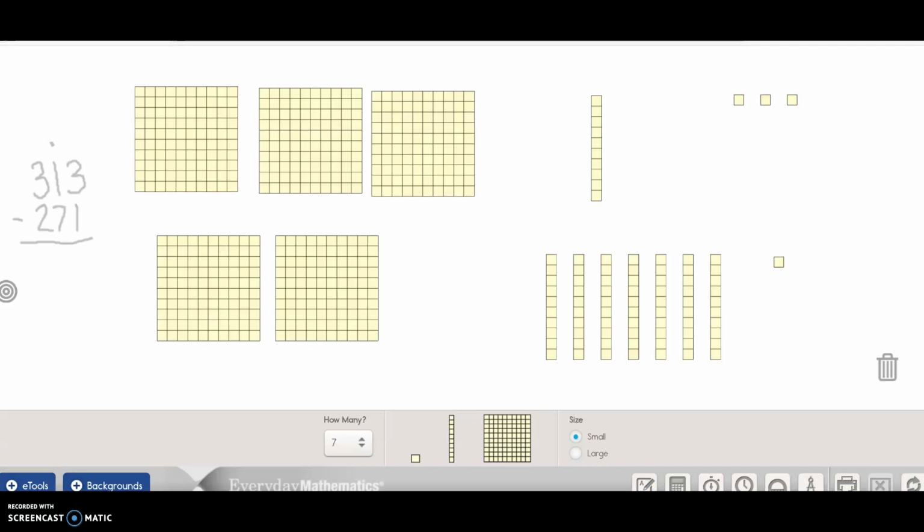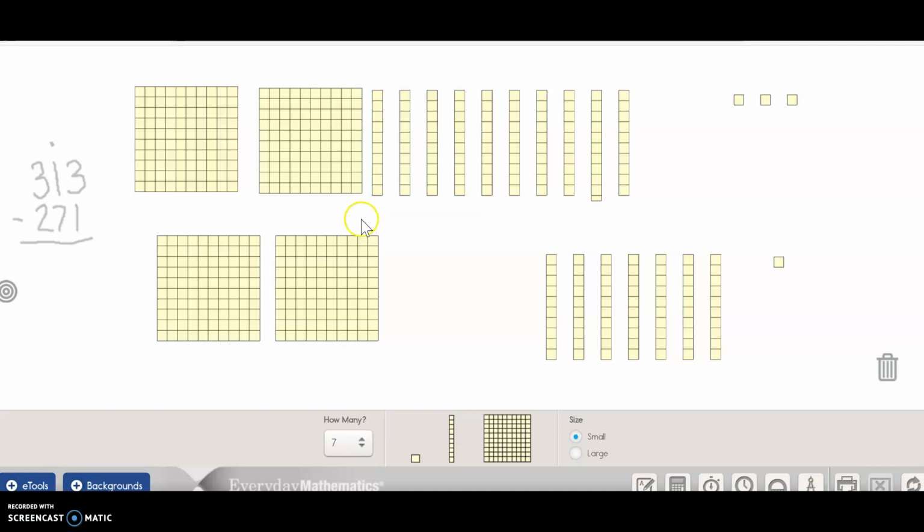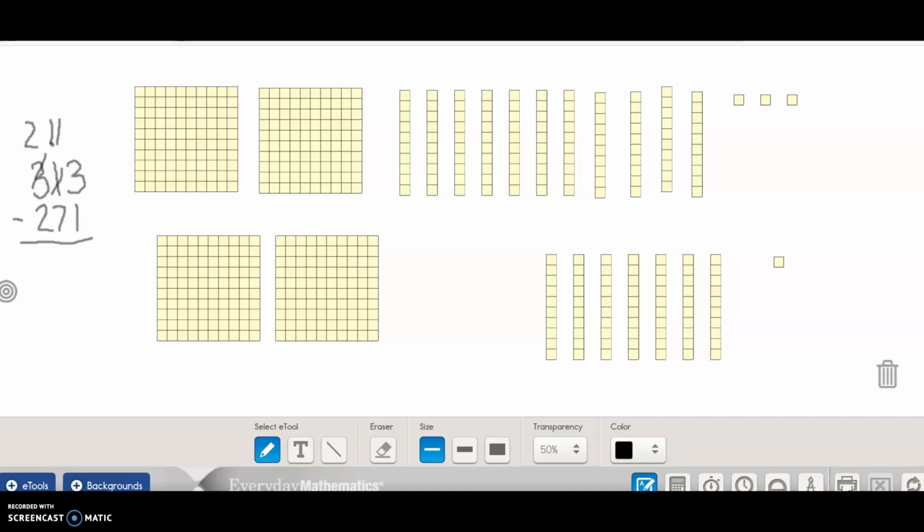Looking at the blocks, I can see I have a problem in the tens place. I also put a dot above the tens place in the problem. I need more tens, so I'm going next door to the hundreds place. Now I have 2 hundreds. For the 100, I got 10 tens. I already had 1 ten, so now I have 11 tens.